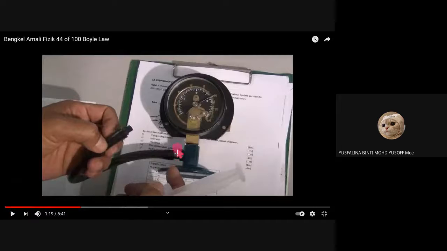You can see they use a very short rubber tube. Why? Because we don't want the gas pressure to be lost to the surroundings, and to avoid leakage of the gas. That's why the rubber tube is very short here.